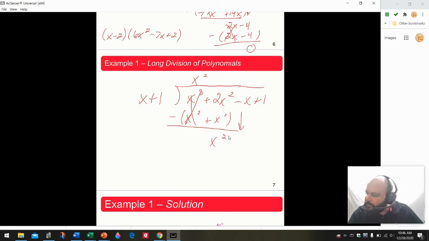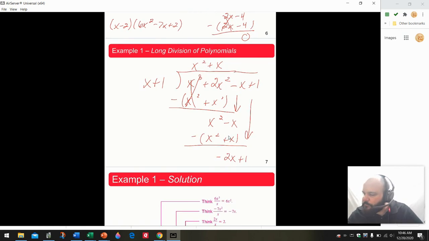Okay, I'm going to bring down the minus x. Now I need to turn this x into an x squared. So I'm going to multiply by positive x again. X times x is x squared. X times 1 is 1x. I'm going to put a set of parentheses and subtract again. I get negative 2x. Bring down the plus 1. So I'm going to multiply by negative 2, negative 2x, and then minus 2. I'm going to subtract. I'm running out of room, I'll switch to black here. You can see these two cancel, and then I'm left with 3 on the bottom.